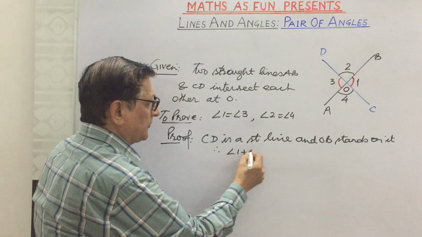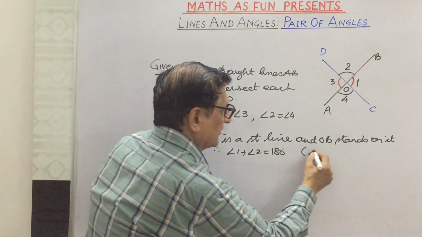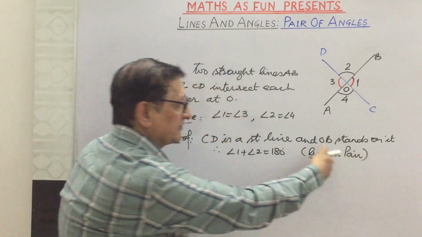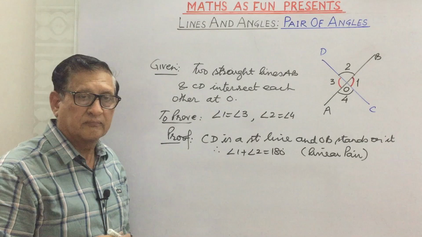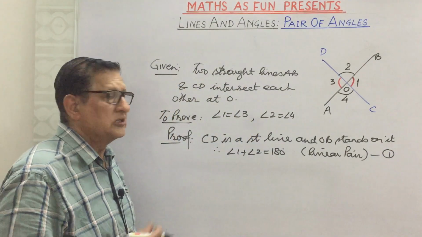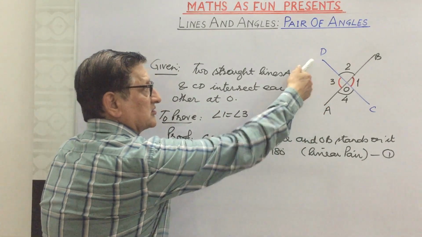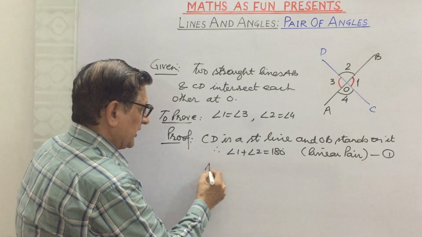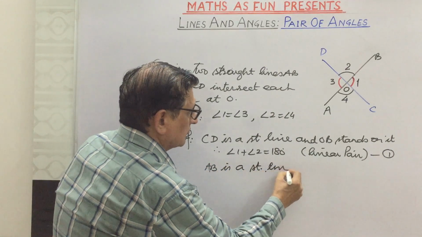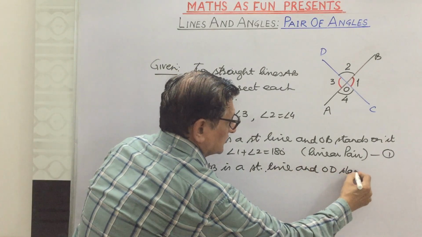Therefore, angle 1 plus angle 2 is 180 degrees. What is the reason? They are forming a linear pair. We write the reason here. This we can write as equation number 1. Similarly, we find here that AB is a straight line and OD stands on it.